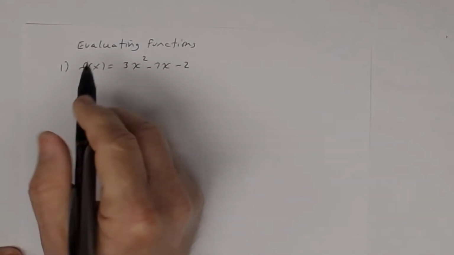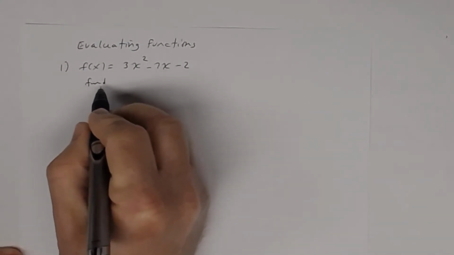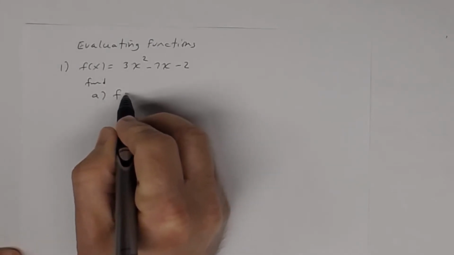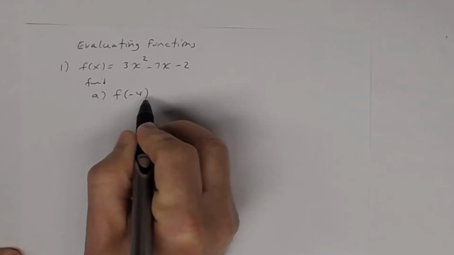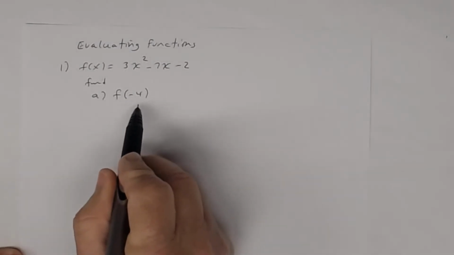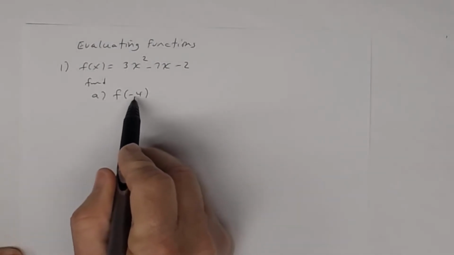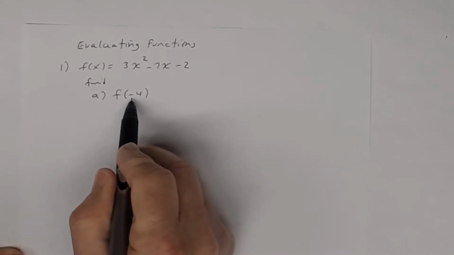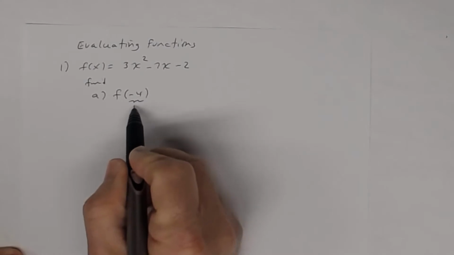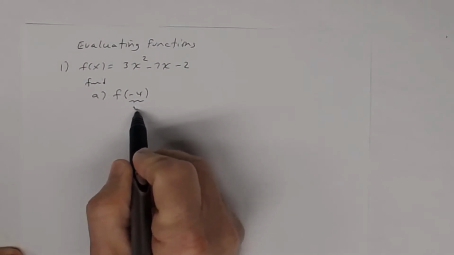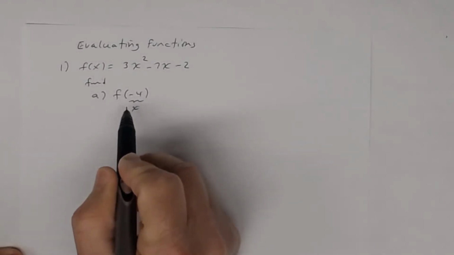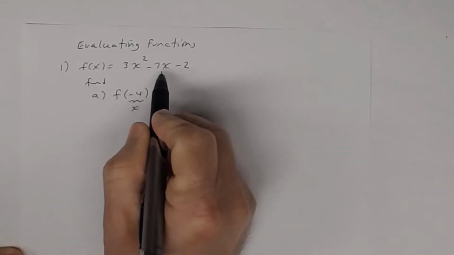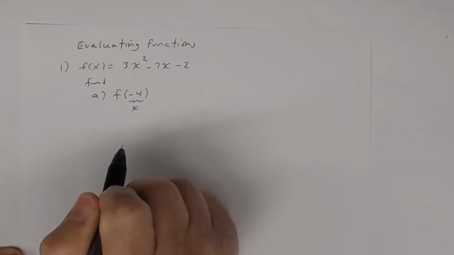Now, the first one's easy. You've had this experience before. In this one, let's go ahead and find f of negative 4. Based on prior experience, you know that in f of negative 4, that negative 4 is going to stand for the value of x. So x here is negative 4. What that means is wherever you see that variable x in your function, you're going to substitute negative 4.